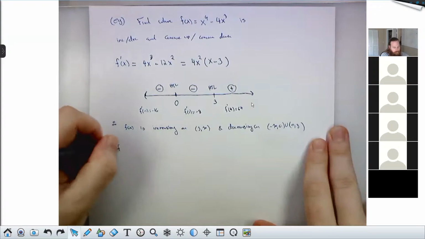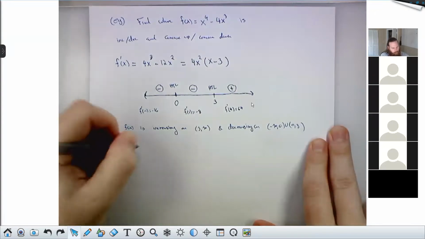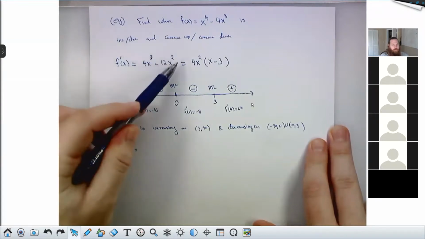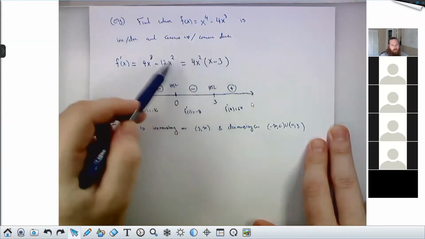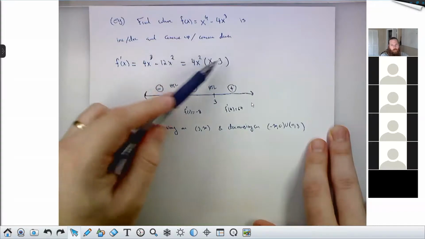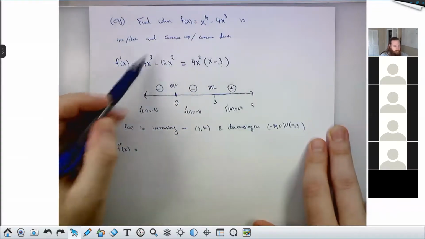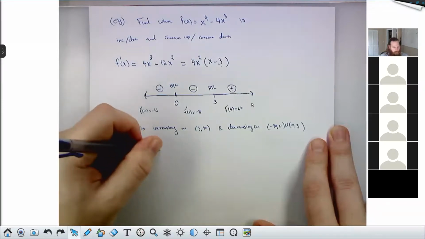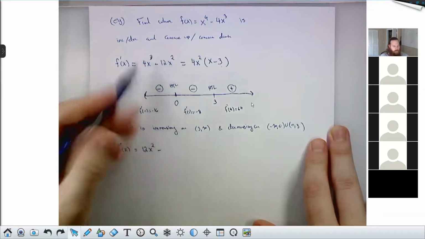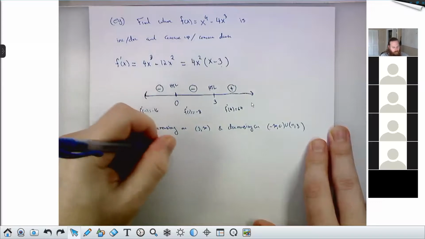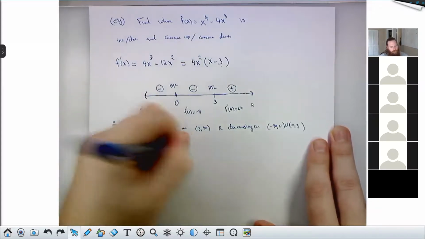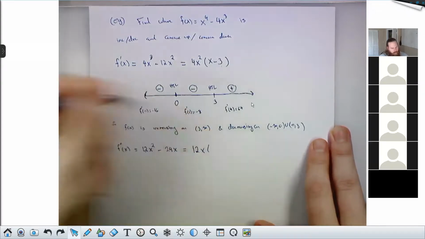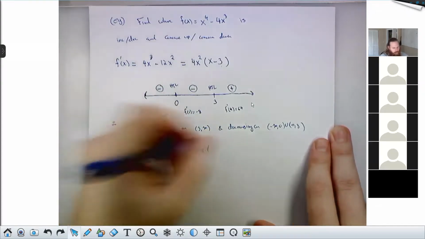F double prime is what I need for concavity. So I differentiate again, and it's easier to differentiate from this form than from this form, because here I don't need the product rule. Here I would. 4x cubed, its derivative is 12x squared, minus 12x squared, its derivative is 24x. And this can be factored as 12x times x minus 2.